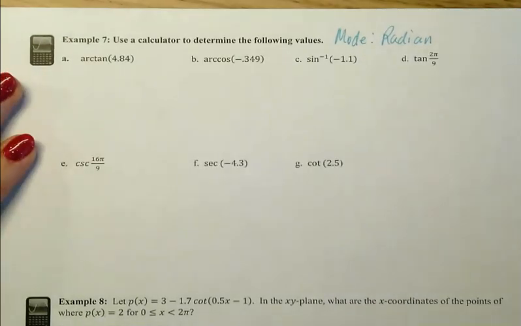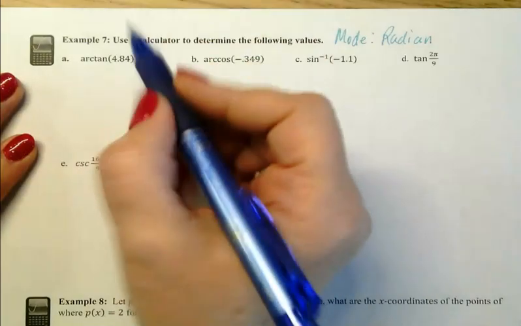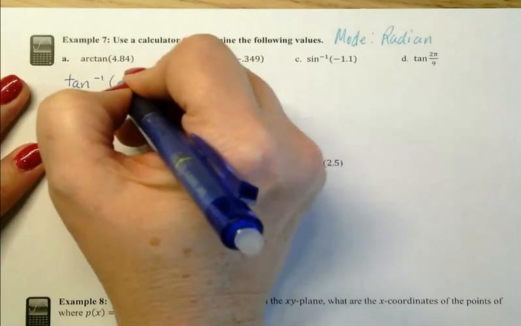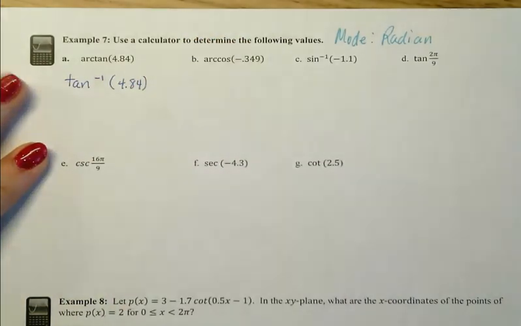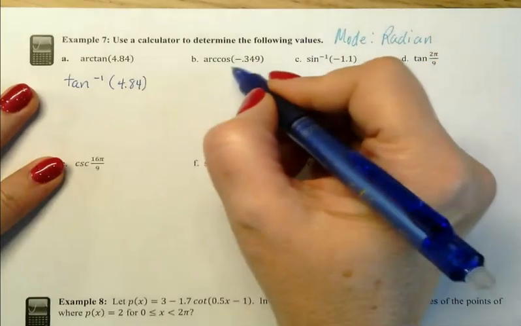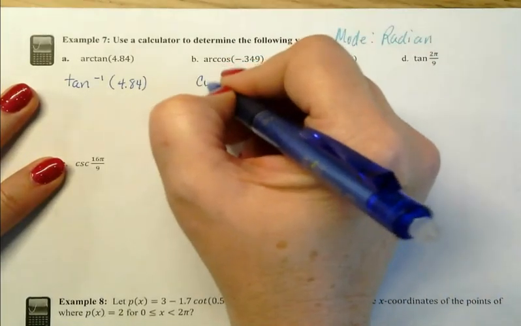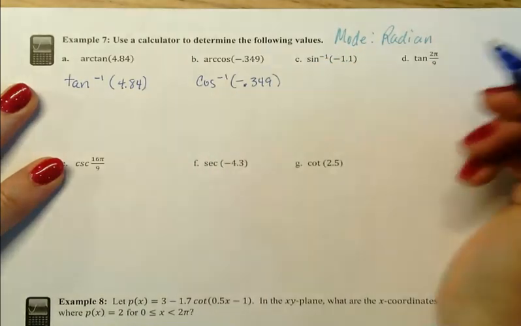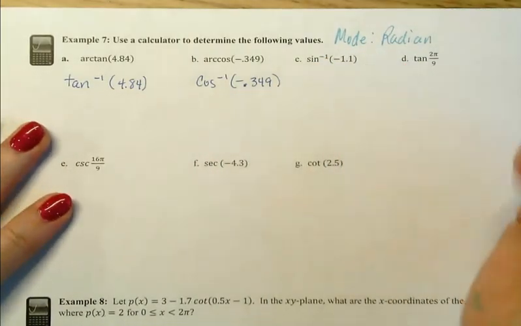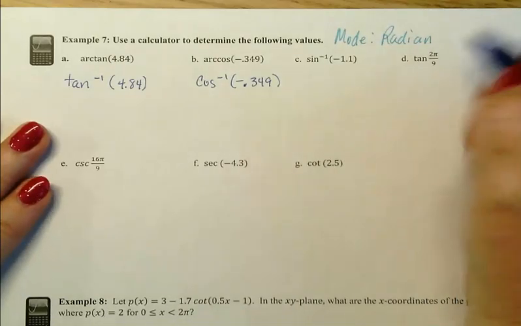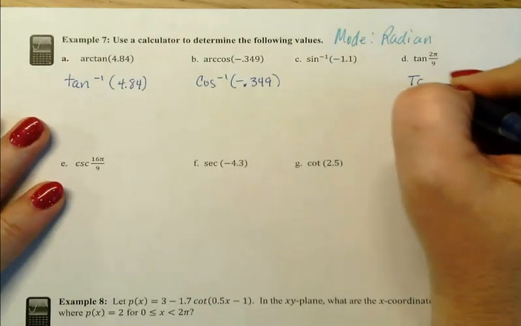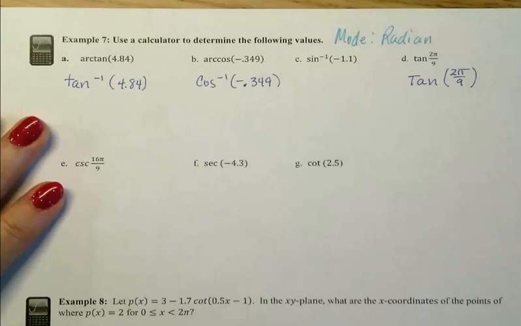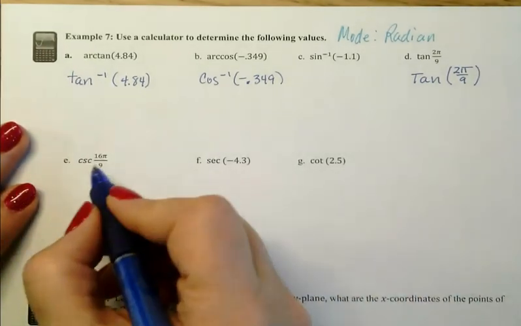All right, so let's go through the setup and then we'll pause. So on the first one, arctan means we're going to be doing tan to the negative 1 of 4.84. So that one should be fairly easy to enter in the calculator. Right here, arc cosine, so that would be cosine negative 1 of negative 0.349. Sine to the negative 1 of that, that's a punch in, so you can do that one. Tangent, then we're going to do the tangent function. We're going to get the fraction template and type in 2 pi over 9. So that's a direct punch in, so that shouldn't be any trouble.